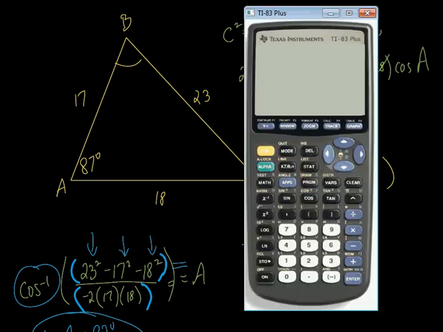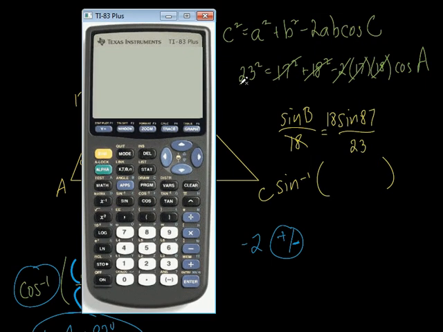Okay, so let's plug that into a calculator, see what we get. See, it doesn't take too long. So let's go 18 sine of 87 divided by 23 equals that, and then second function sine of the answer.